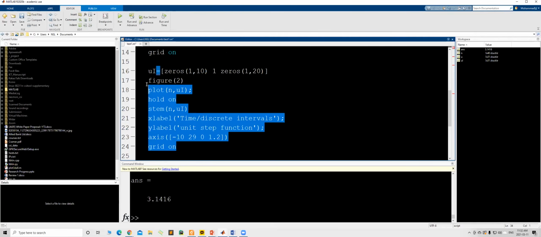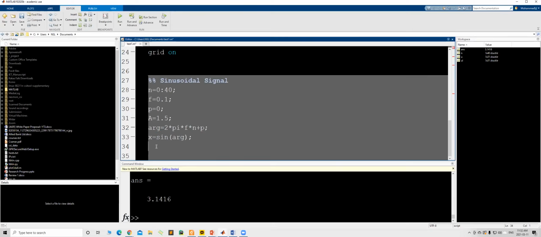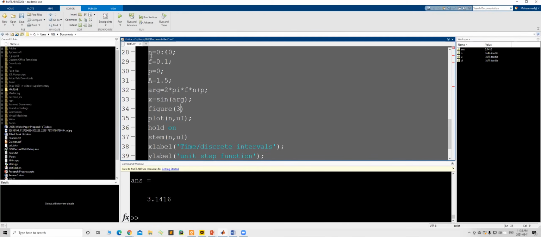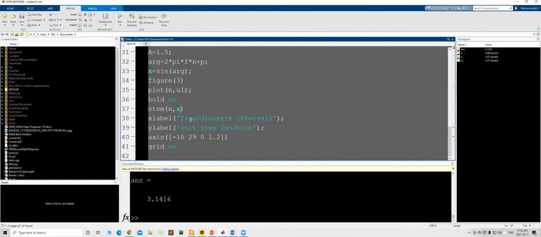So for plotting, I should again copy this one and I will paste it here. This is my figure number 3, and it is n with respect to x. So this should be x, and this is the time slash discrete intervals. I will plot it both in the form of continuous, and also I will plot it in the form of n comma x. So actually, stem and plot are different interpretations of the same thing.